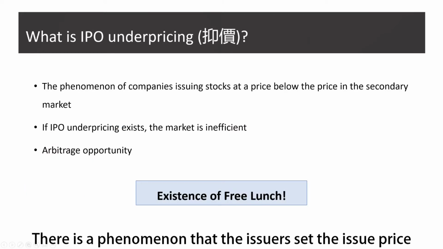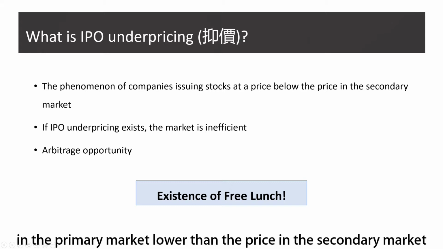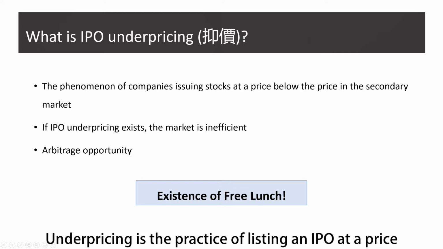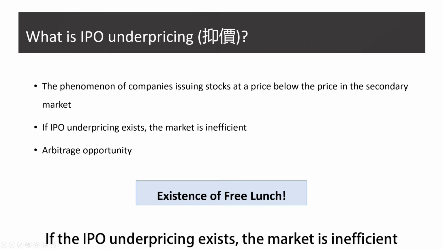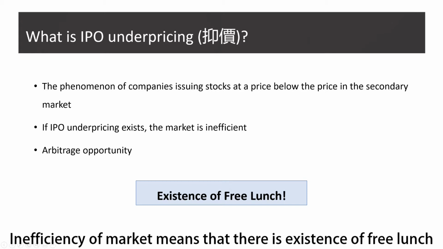There is a phenomenon that the issuer sets the issue price in the primary market lower than the price in the secondary market. Underpricing is the practice of listing an IPO at a price below its real value in the secondary market. If IPO underpricing exists, the market is inefficient. Inefficiency of the market means that there is existence of a free lunch.